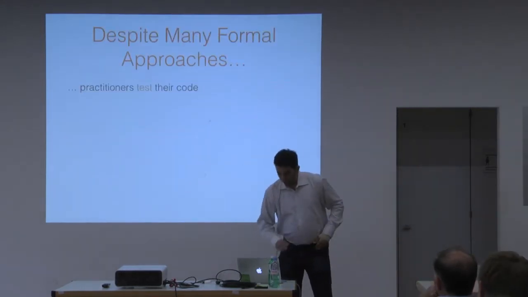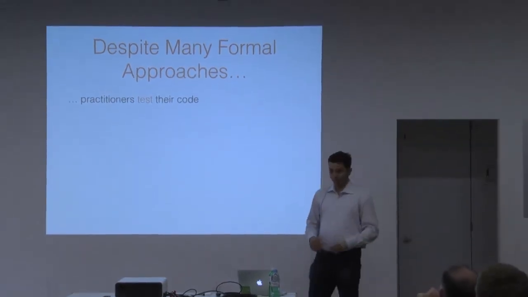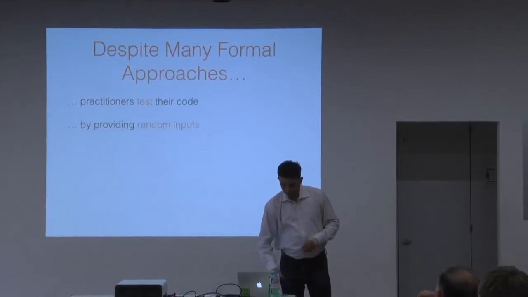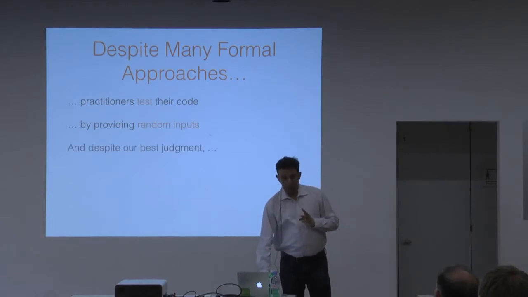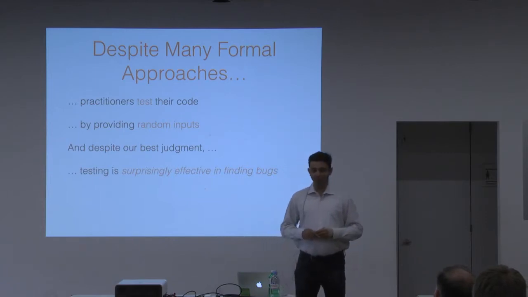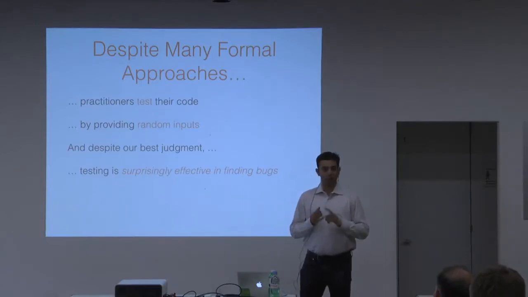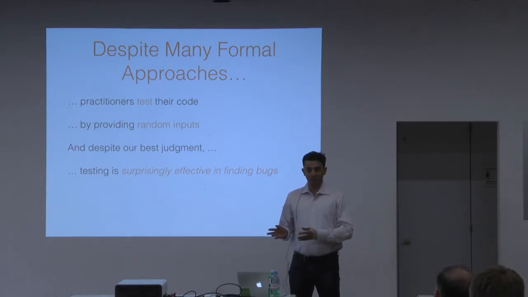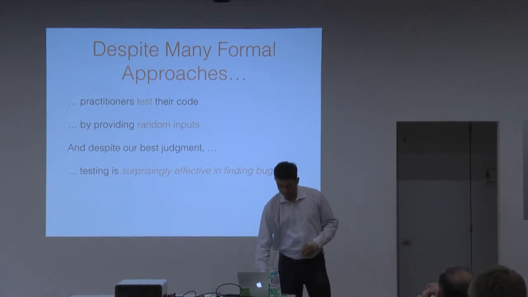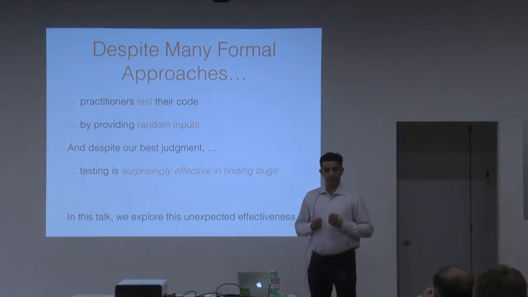Okay. So despite many formal approaches, practitioners test their code. And to add insult to injury, they do this by just giving random inputs. And despite our best judgment, this way of giving random inputs is surprisingly effective in finding bugs. Right? Without naming names, I can tell you that if you have worked in formal methods, you have at some point given a talk or written a paper that says, testing is insufficient, we need cool formal methods. On the other hand, testing works. And in this talk, what we'd like to do is to explore this unexpected effectiveness.